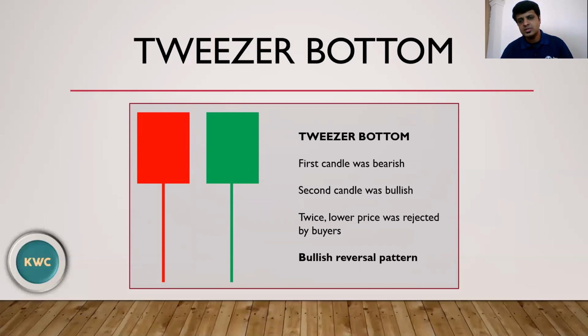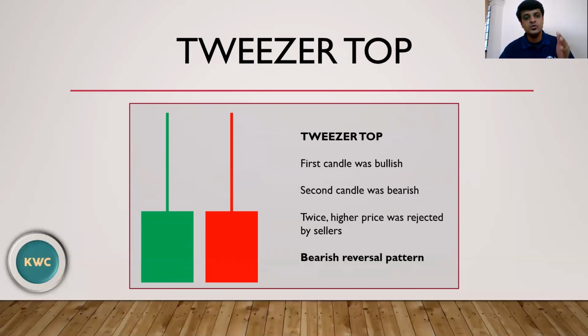The tweezer bottom is basically where there are two candles, both of them with a lot of price rejection from the bottom, and probably the first came in as red and then the next candle is green. It is a bullish reversal, where the trend is turning from bearish to bullish. And finally, there's the tweezer top, where the green candle had a huge rejection from the top, and the next candle again has a huge rejection from the top and closed lower, which means that the bullish trend has probably turned into a bearish trend.